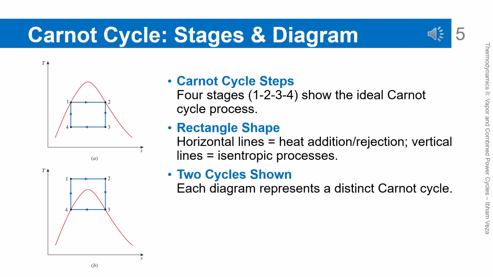Carnot cycle, stages, and diagram. The Carnot cycle is shown as an ideal cycle with 2 isothermal and 2 isentropic processes. Its rectangular shape on the TS diagram represents the theoretical upper limit of efficiency. Although impractical to implement, it serves as a benchmark for all real cycles. Every real cycle always has lower efficiency than Carnot. Therefore, Carnot is a conceptual reference.